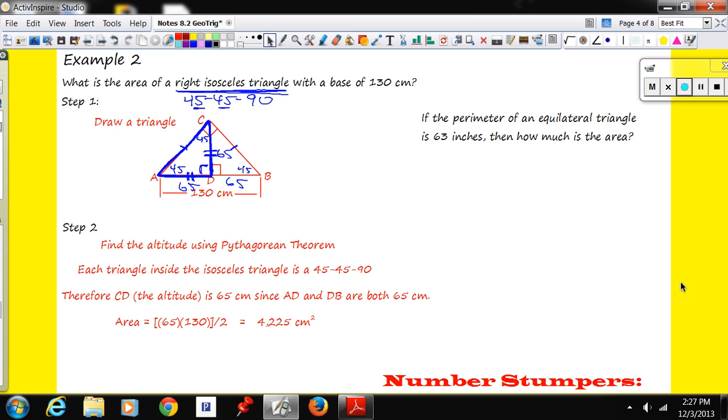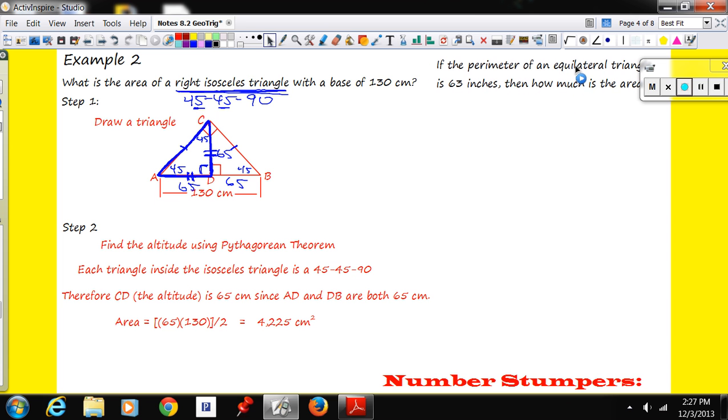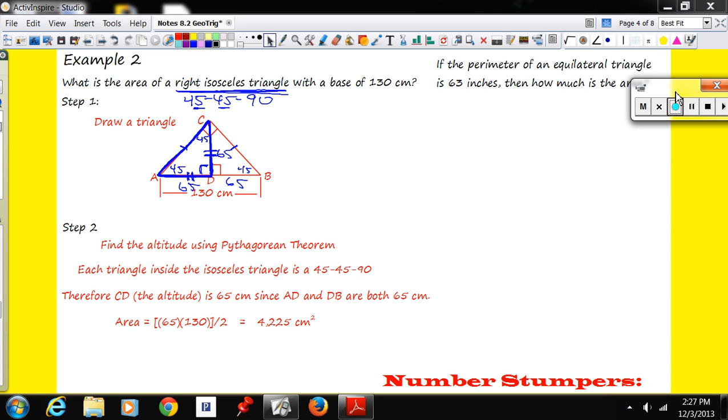All right, let's look at the next one. Perimeter of an equilateral triangle is 63. Okay, so in your mind, picture an equilateral triangle. All equal sides, three sides equal. If the perimeter is 63, each side has to be how much? It would be 21. Each side would be 21.